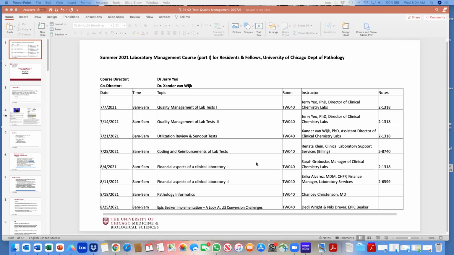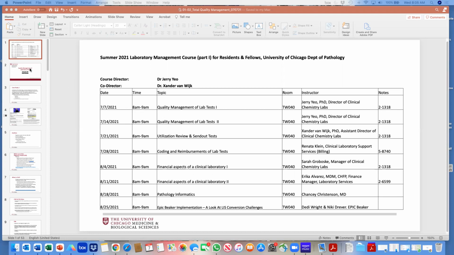And then Dr. Christensen will talk about the path informatics part of it. And then at the end of it, given that we have just started on a major migration to the Epic Beaker, which is lab information system software, that is a almost 2-year project that just started. I had 2 of the key people from Epic Beaker group to give an overview of the implementation. No doubt in your future career, you will also encounter aspect of a lab information system in terms of either implementation or changes, and it is good to at least have an idea what that involves.